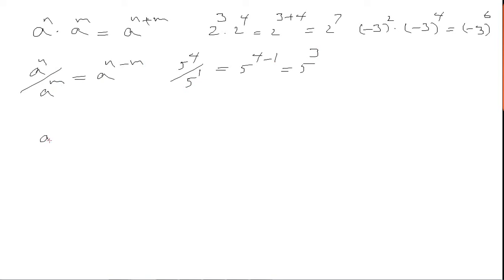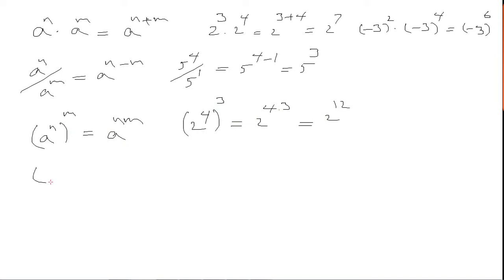Next property, a to the power of n, the whole expression raised to the power of m. In this case, you're going to multiply the two exponents. So it's a to the power of n times m. For example, 2 to the power of 4, the whole thing raised to the power of 3 is 2 to the power of 4 times 3, which is 2 to the power of 12.